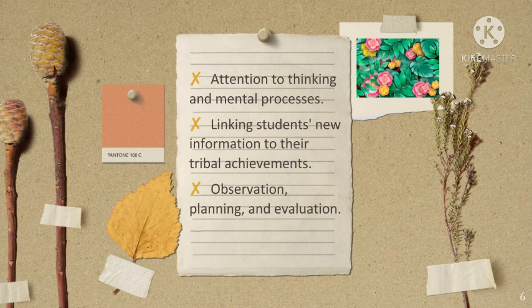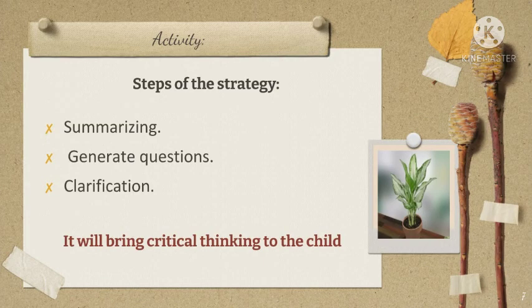achievement: observation, planning, and evaluation. The strategy of reciprocal teaching is done as follows: summarizing, generating questions, then clarification. And it can be detailed in the following steps.